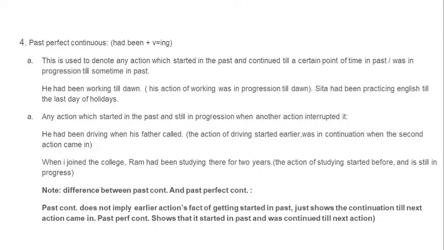The second one is any action which started in the past and was still in progression when another action interrupted it. Okay, any action which started in the past and was still in progression with another event. This another event thing is very important in past tense. In all the tenses, I'm telling you, when talking of two actions, this thing is vital, which you need to understand.